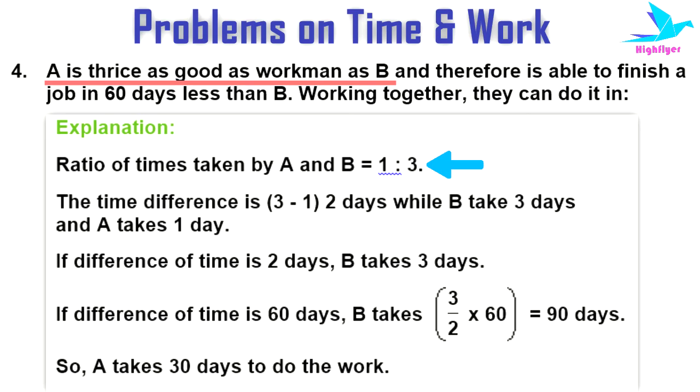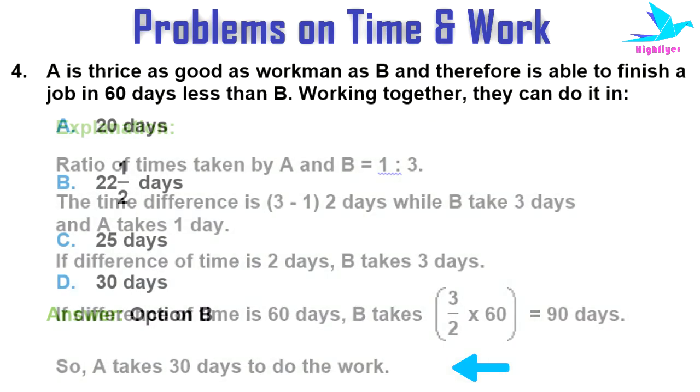As it's given that A is 3 times more efficient than B, the ratio of time taken by A and B will be 1:3. So the time difference is 3 minus 1, that is equal to 2 days, while B takes 3 days and A takes 1 day. Then if the difference of time is 2 days, B takes 3 days. If the difference of time is 60 days, then B takes 3/2 into 60, that is equal to 90 days. So A takes 90 minus 60, that is equal to 30 days to do the work.